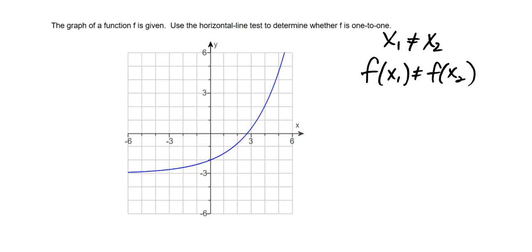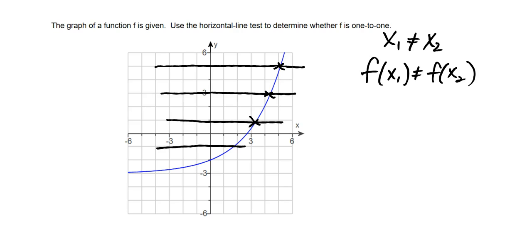So what we do is we draw horizontal lines on the graph, and we're looking to see how many times these horizontal lines cross the graph. So we notice on this one that our horizontal lines only intersect the graph in one place. And that means that we're getting every time different y values.